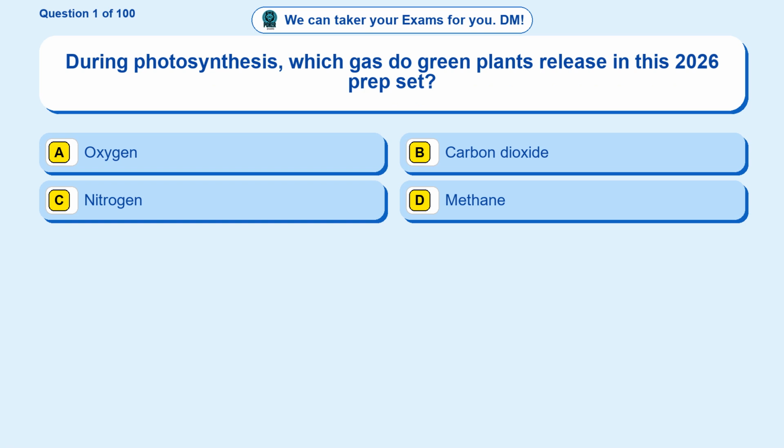Question 1. During photosynthesis, which gas do green plants release in this 2026 prep set? Option A, oxygen. Option B, carbon dioxide. Option C, nitrogen. Option D, methane. The correct answer is option A, oxygen.